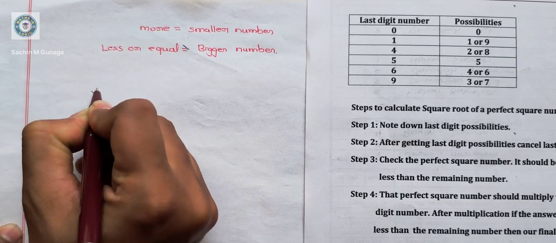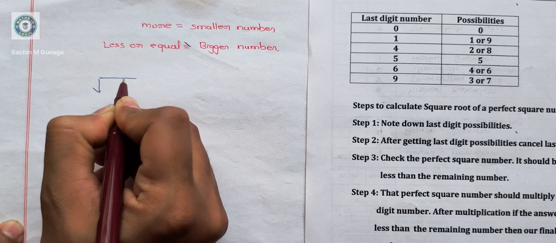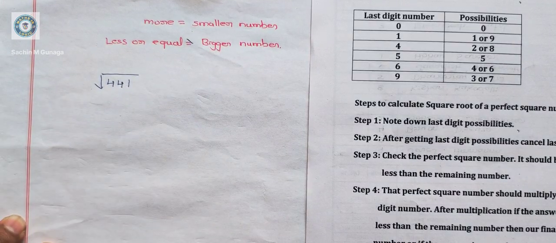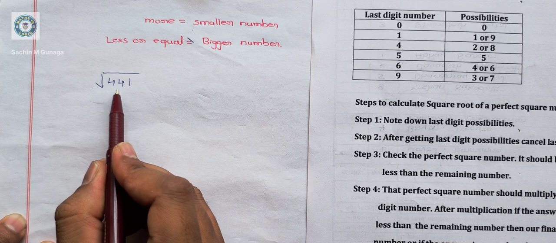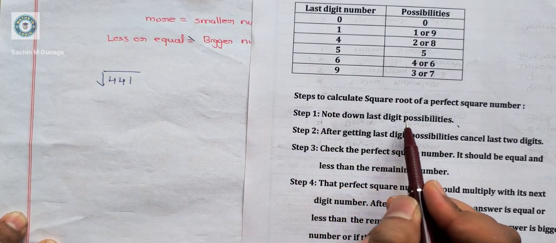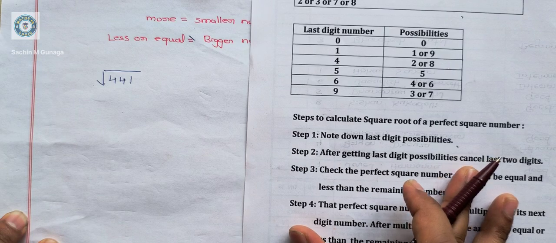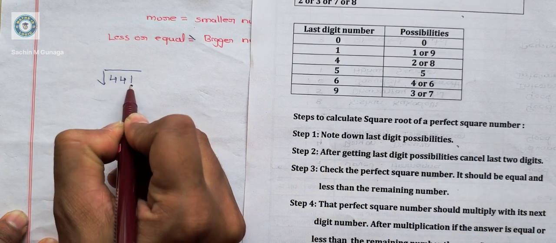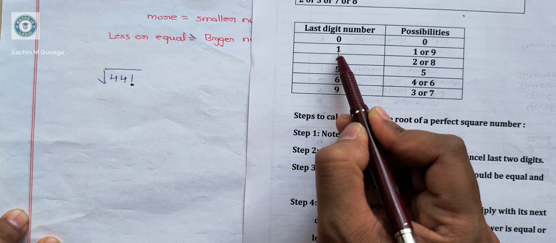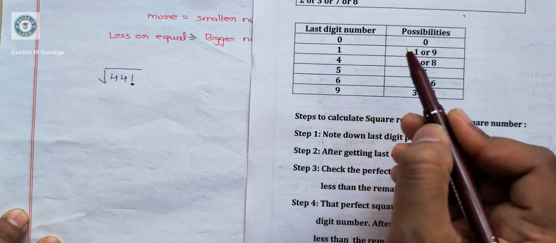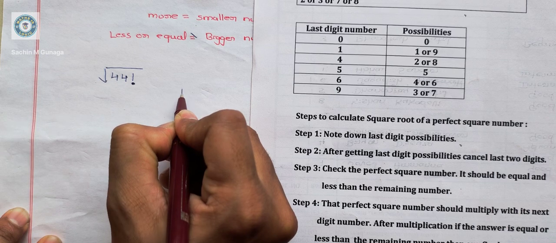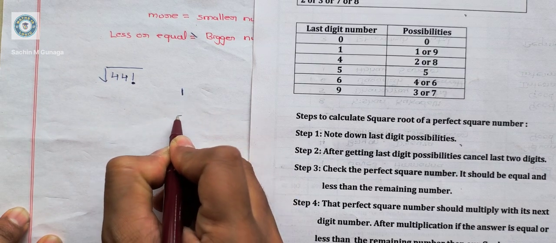Consider the first example, the square root of 441. If you want to solve this, go with the steps. What is step number 1? Note down the last digit possibilities. So here, what is the last digit? 1. You can see in this list, last digit number 1, the possibility is 1 or 9. So note down here 1, and next, 9.